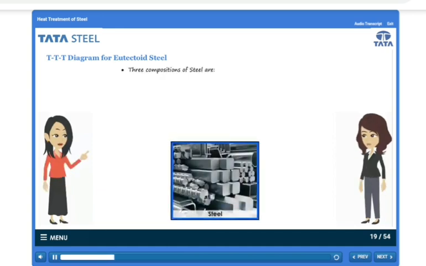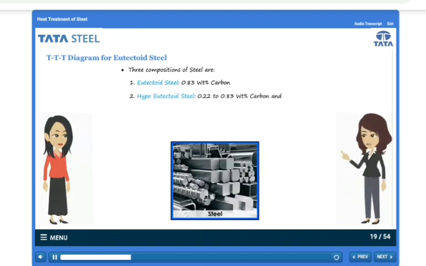Okay, so think and tell me what are the compositions? I think that these compositions are: number 1, eutectoid steel, which has 0.83% of carbon by weight. Number 2, hypoeutectoid steel, which has 0.22 to 0.83% of carbon by weight. And number 3, hypereutectoid steel, which has 0.83 to 2.14% of carbon by weight. Absolutely right. You know it.